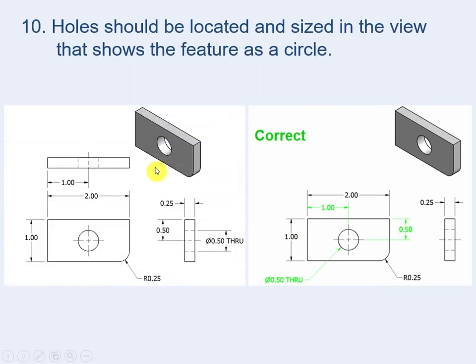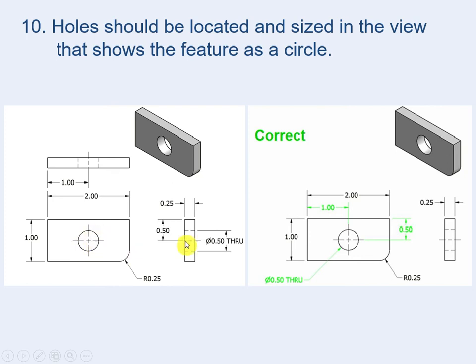Holes should be located and sized in the view that shows the feature as a circle. Now, this hole, guys, can be seen as a circle from the front view. So the dimension of the hole should be located on the view where you can see the hole as a circle, not a rectangle.